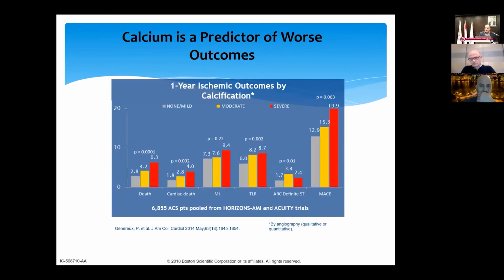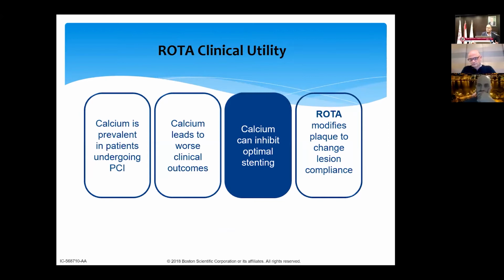I will show you in brief summary this table from the HORIZONS-AMI study and ACUITY trial, around 6,855 patients in acute coronary syndrome pooled. We can notice the augmentation of MACE with the augmentation of calcium in these patients treated. So the calcium can play a worse role in outcomes after 1 year of stenting. And calcium can inhibit optimal stenting also.